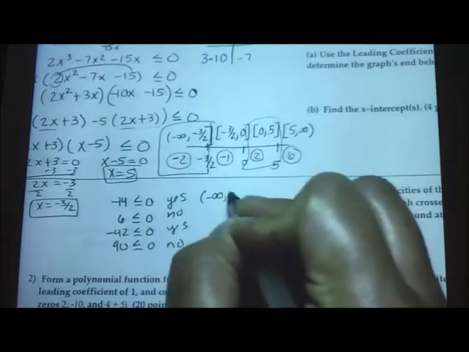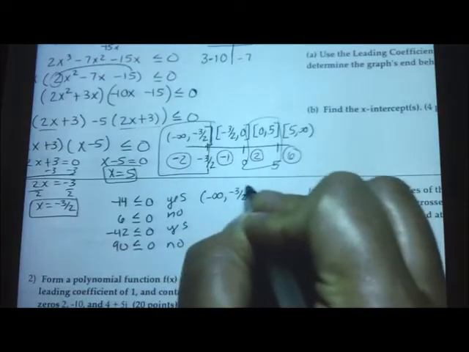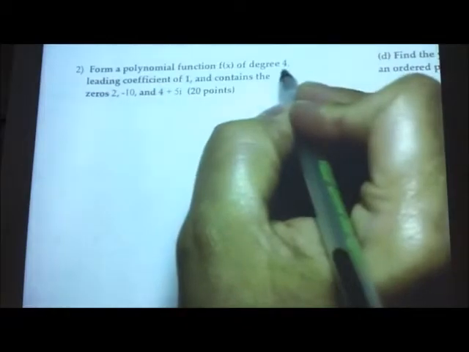-infinity, -3/2 union with a 0 to 5. Seriously? Is that what you guys got? Yes. Any questions on it? Which would be my parentheses. I mean, the stuff is there.